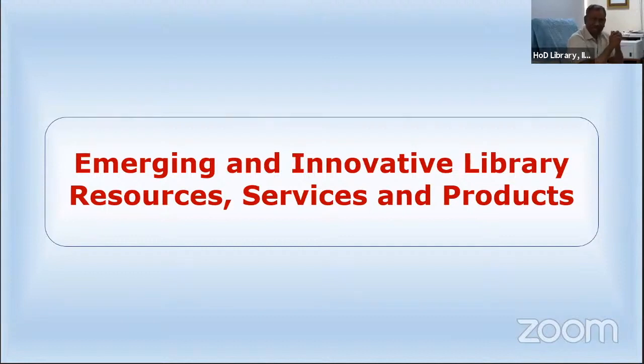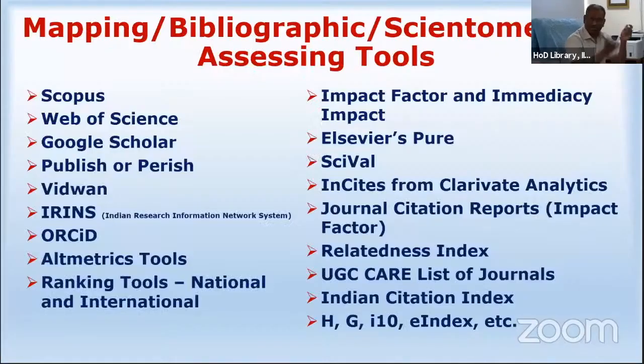So now I would like to discuss some of the emerging and innovative library resources, services, and products. As you can see, this slide is very important. You need to understand the various tools. For example, if you have access to Scopus, it can help you understand different types of metrics like citation patterns or H-index and how your institution is figuring. Then if you have access to Web of Science, you can also see different types of mapping, or you can analyze different trends in different domains.